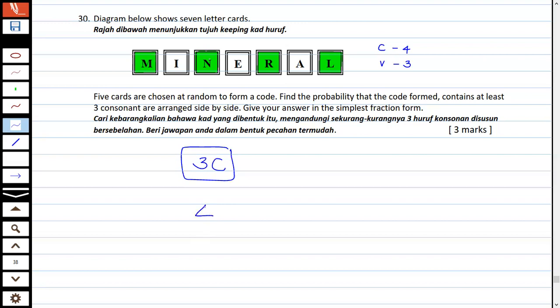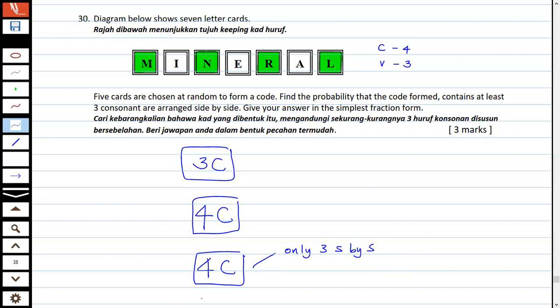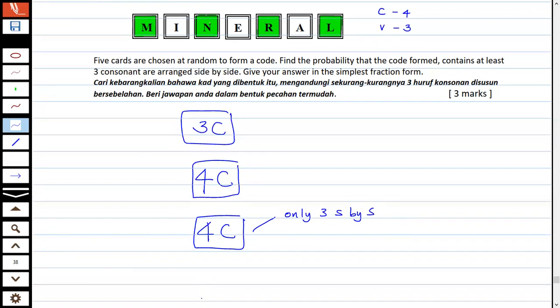Guys, I can have 4 consonants and all the consonants are side by side, also can. I can have 4 consonants, but only 3 are side by side. Understand? So this is a small idea. We can have 3 consonants, all 3 side by side, or we can have 4 consonants, all side by side, or we can have 4 consonants, but only 3 are side by side.